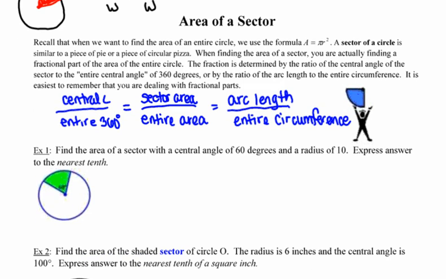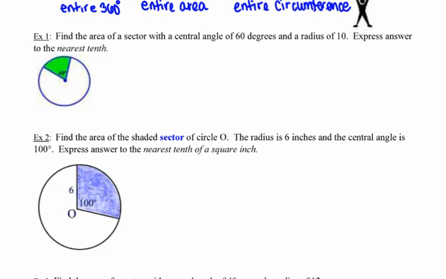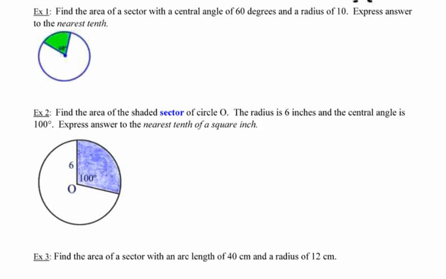So if we keep this idea in mind and jump right into example 1, in this question they're asking us to find the area of a sector whose central angle has a measure of 60 degrees and whose radius has a length of 10. They want us to express our answer to the nearest tenth. They labeled this 60-degree central angle in the picture, but they didn't label the radius length of 10, so I'm going to go ahead and start by labeling that.